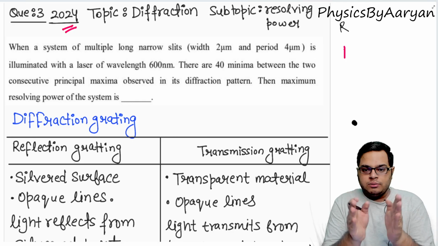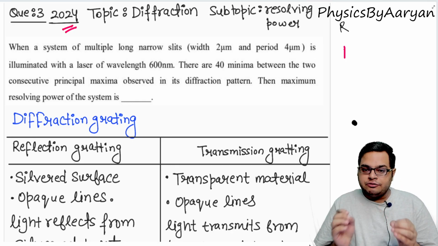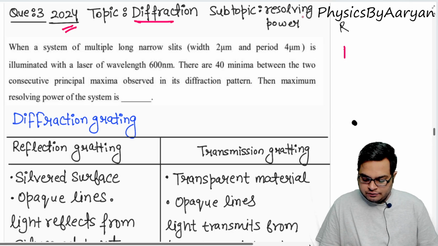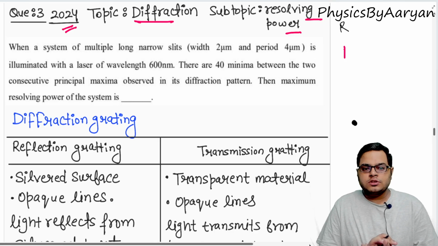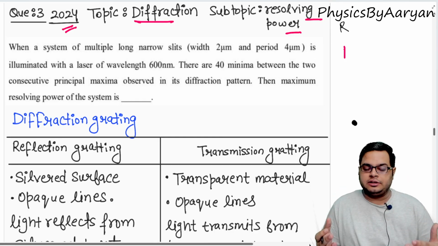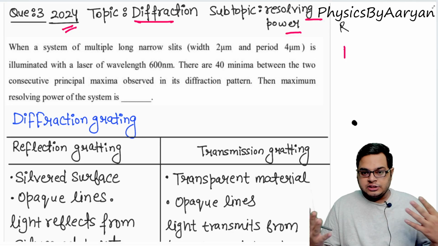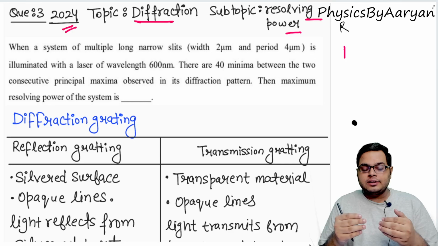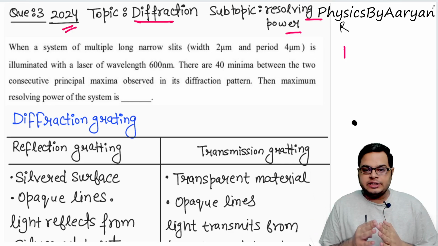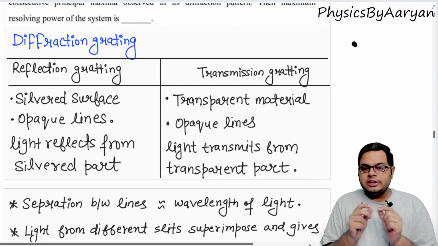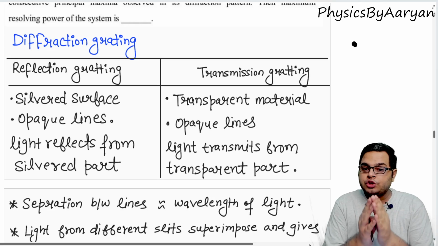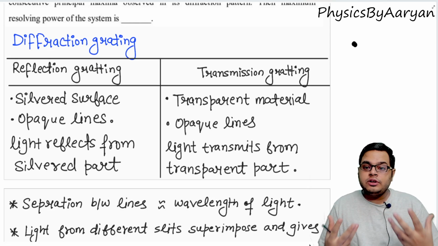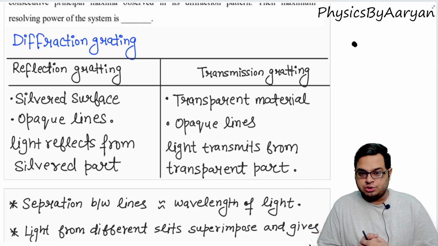The problem is from the topic of diffraction, and the subtopic is resolving power. This is a question from a diffraction grating, how diffraction gratings work. Before I come to the question, let's understand the diffraction grating as such. A diffraction grating is a device which is used to resolve light. For resolution, this instrument is used.